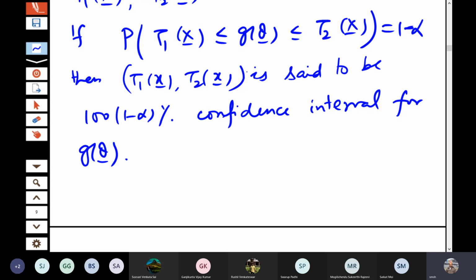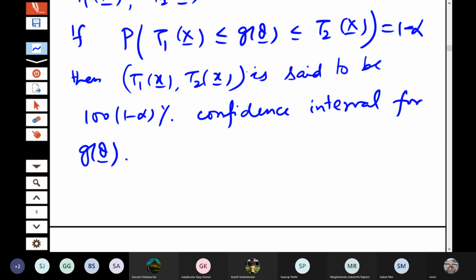So what should be the good thing? 1 minus alpha should be very large. Like I mentioned, 95%, you can have 99% and so on. And the length of the interval should be small. If I give one statement that 95% of the time the average income is between 8,500 rupees and 9,500 rupees, and another statement that 95% of the time the average income is between 8,900 rupees and 9,100 rupees, then my second statement is better because it has a smaller interval with the same confidence level.